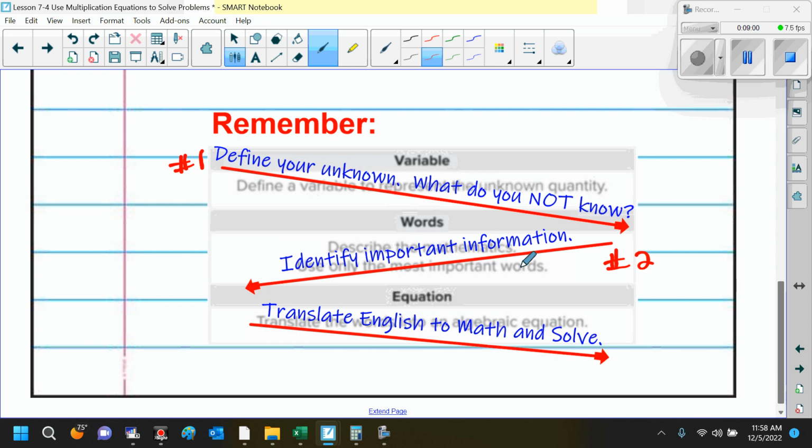Step 2 is to identify your important information. And then step 3 is to translate the English to math and solve. Okay? I want you to make sure you keep those steps in mind when we're doing our next examples.